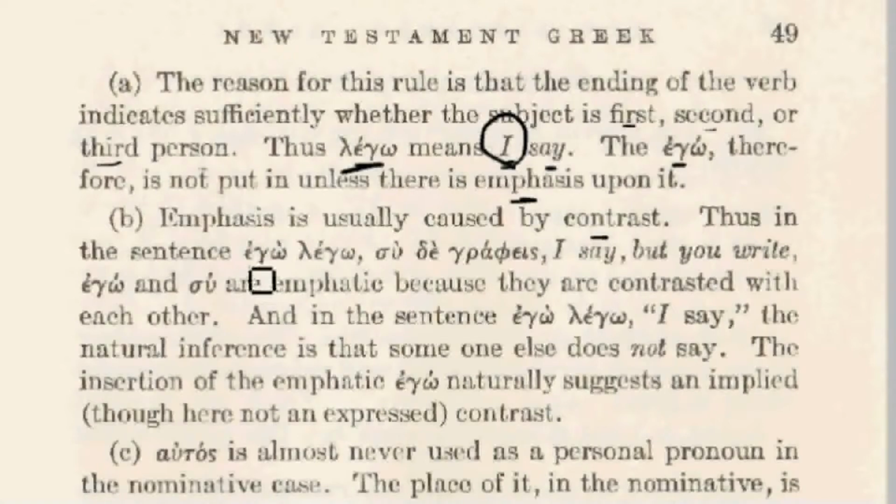So, for example, ego lego, I say, su de graphes, but you write, you see. So we've got a contrast there. I say, but you write, and in that case, you might very well use that personal pronoun ego, and that contrast is therefore highlighted by that.